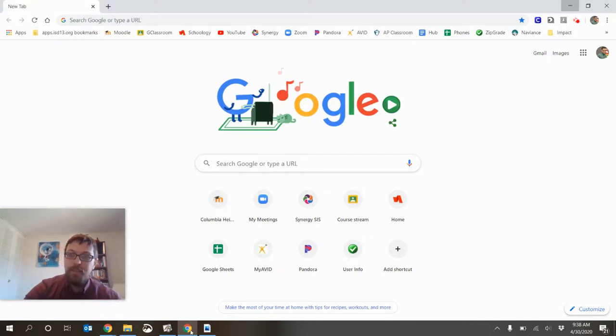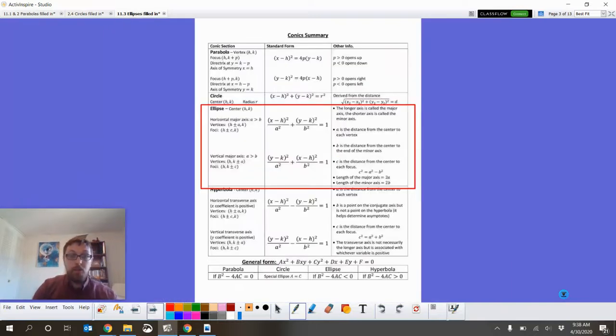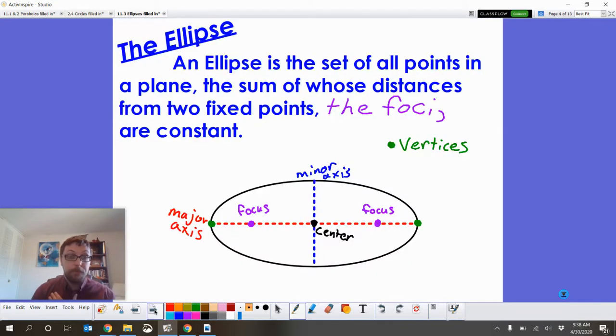She's off. Welcome to the Ellipse, everybody. What we're going to be working on is the ellipse. It's just a complicated version of the circle. So we're going to work on that big box right in the middle of your conics summary paper. Here's our definition for an ellipse.